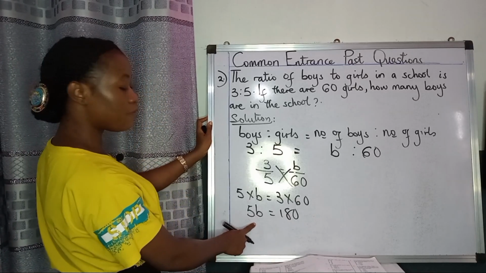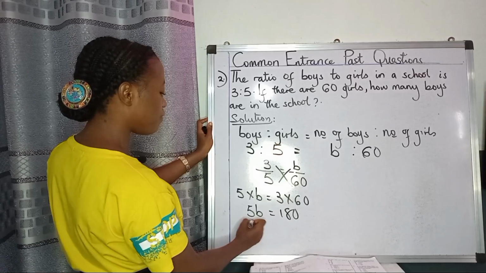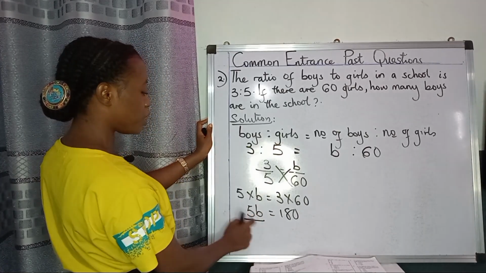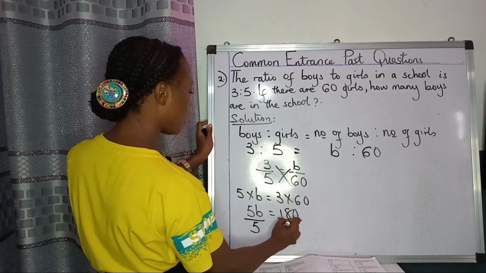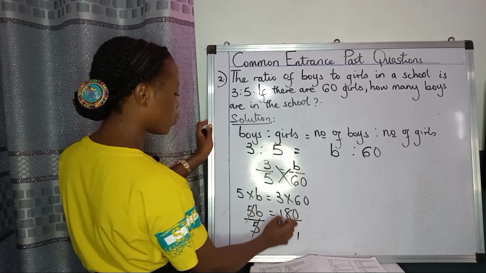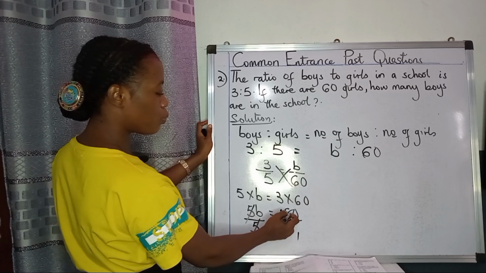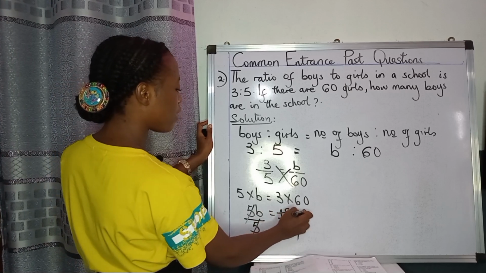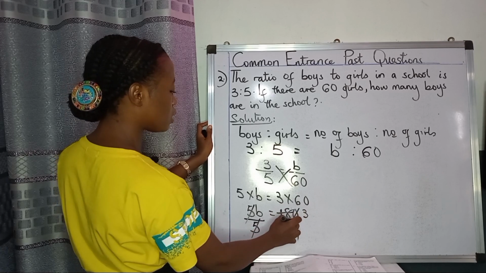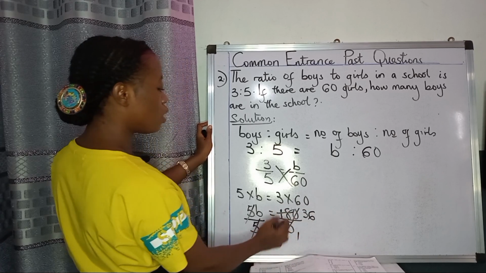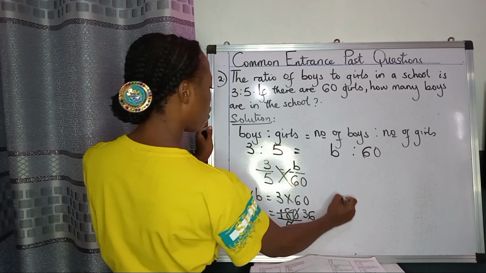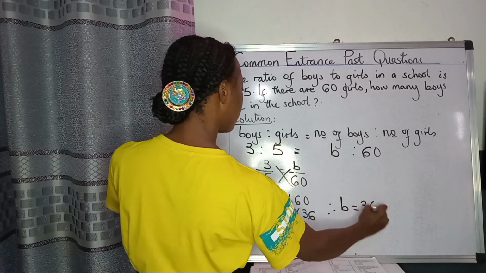For me to get the value of B, I'll simply divide both sides by the coefficient of B. The coefficient of B here is 5. So I'll divide both sides by 5. 5 cancels 5. 5 here is 1. 5 in 1 is not possible. 5 in 18, 5 times 3 is 15. So remember 3. And 5 in 30 is 6. So 180 divided by 5 is equal to 36. Therefore, B is equal to 36.